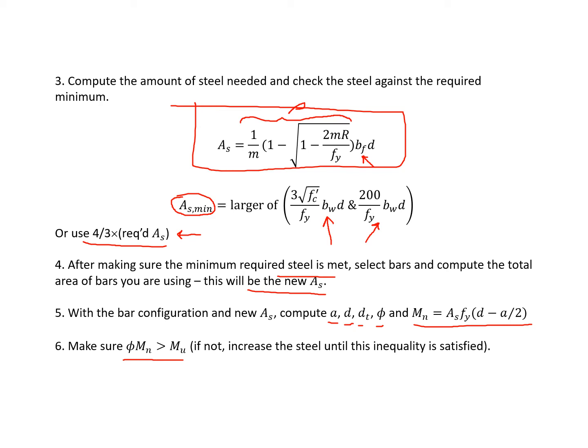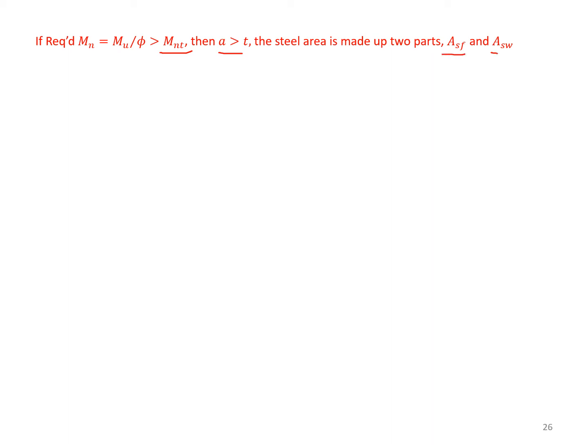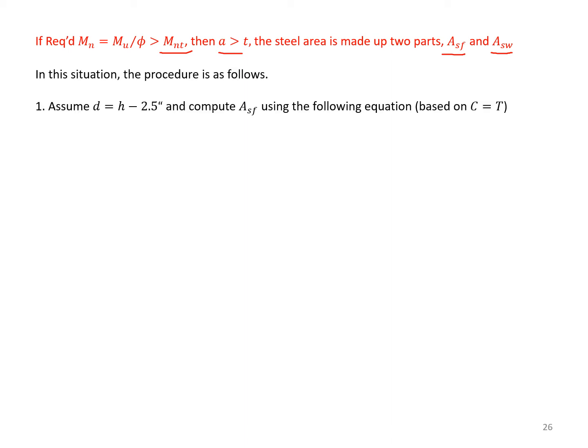Now, what if it is not? Then change the area of steel a little bit until this inequality is satisfied. Now, what if Mn, which is Mu divided by phi, is larger than Mnt? Well, we know in that case a is larger than t, and in this case the steel area is made of two parts, ASF and ASW, if you recall. So the procedure is as follows.